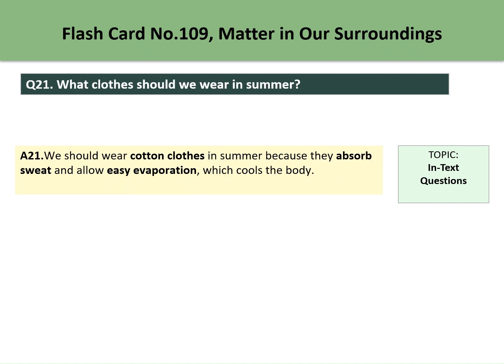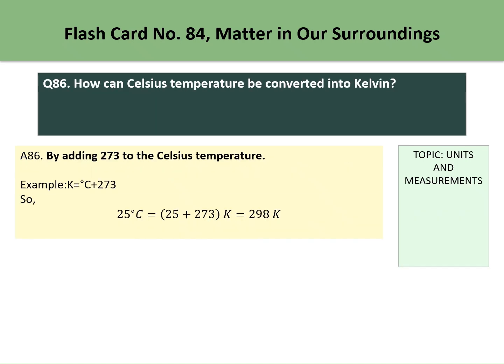Next. What clothes should we wear in summer? We should wear cotton clothes in summer because they absorb sweat and allow easy evaporation, which cools the body. Next. How can Celsius temperature be converted into Kelvin? By adding 273 to the Celsius temperature.